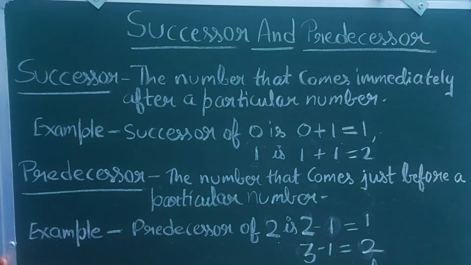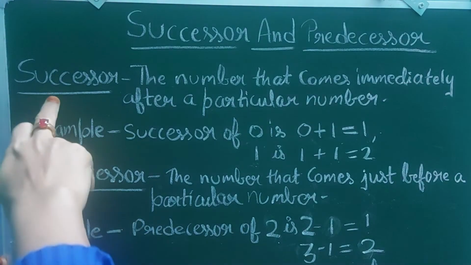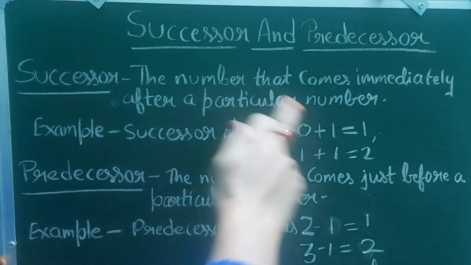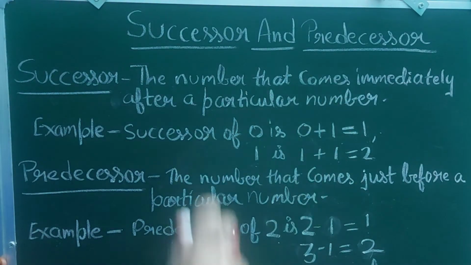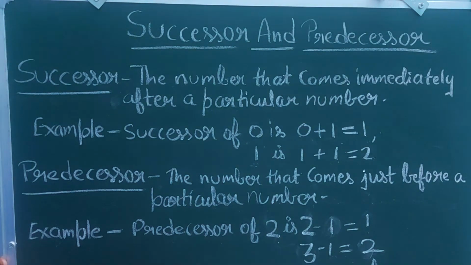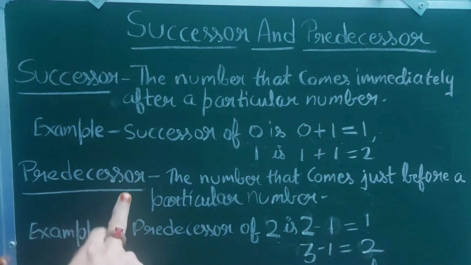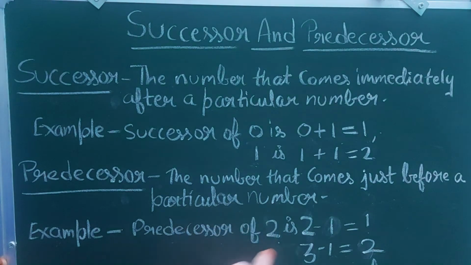So the simple method to understand these two terms is: if we have to find the successor, we simply have to add 1 to that particular number, and if we have to find the predecessor of that number, we simply have to subtract 1 from that number and we'll get the answer, okay?